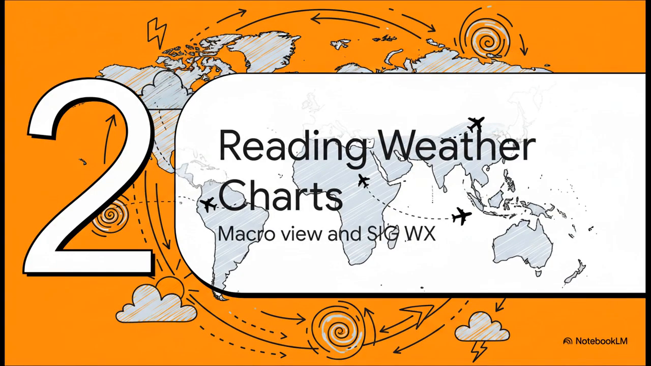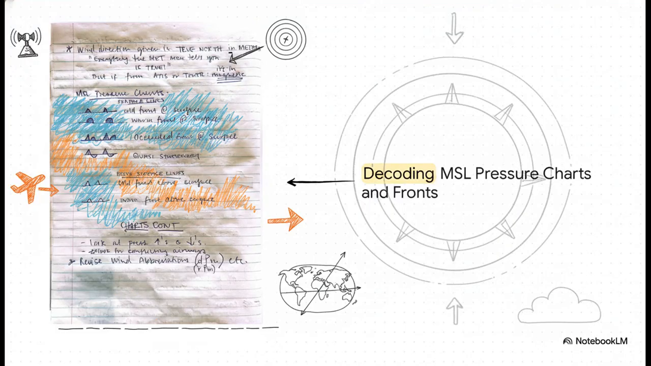Moving right along to Section 2, reading the weather charts. We're zooming out for the macro view and SIGWX. Okay, so zooming out from the local airport, take a look at these surface lines. These are essentially the secret code of mean sea level, or MSL, pressure charts. To most of us, it just looks like geometry, right? But to pilots, it tells a highly dynamic story.